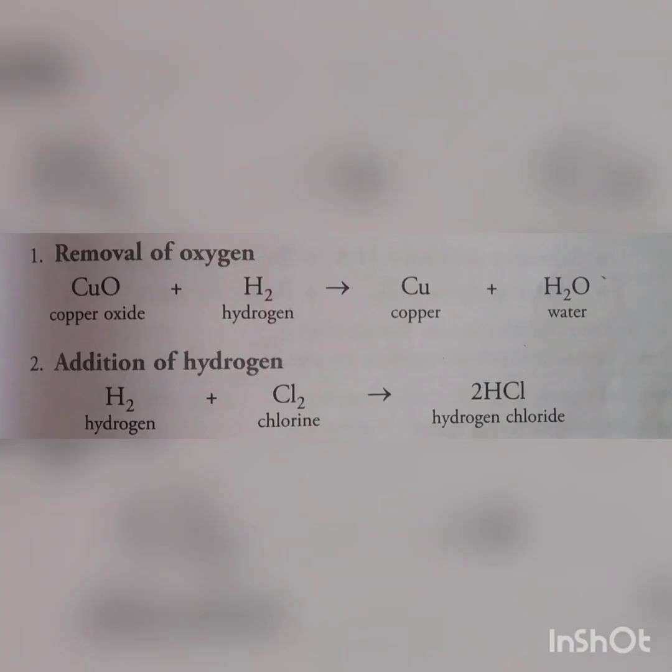So let's see an example of reduction. Copper oxide plus hydrogen gives out copper plus water. Now see here, copper oxide CuO and what has been formed? Cu, copper. So here there is reduction because oxygen has been removed. And the next one, addition of hydrogen. Hydrogen plus chlorine gives out hydrogen chloride. Here, in chlorine, hydrogen has been added, so it is a reduction reaction. So if oxygen is removed or hydrogen is added, then we count it as a reduction reaction.